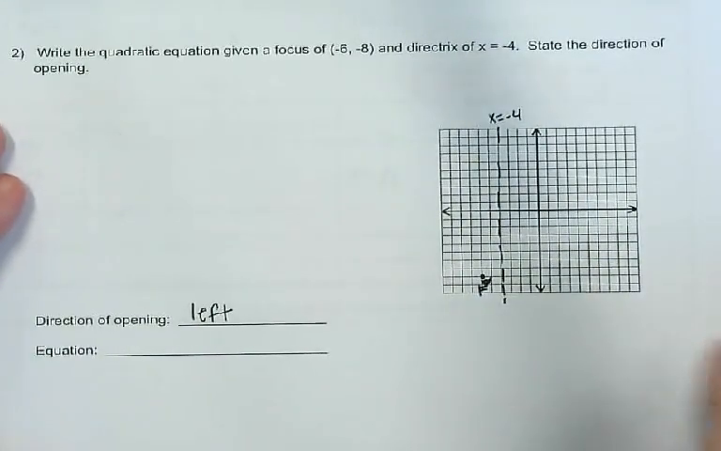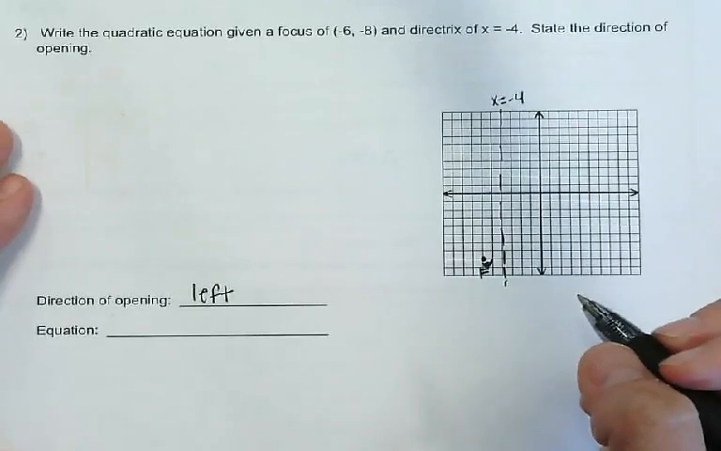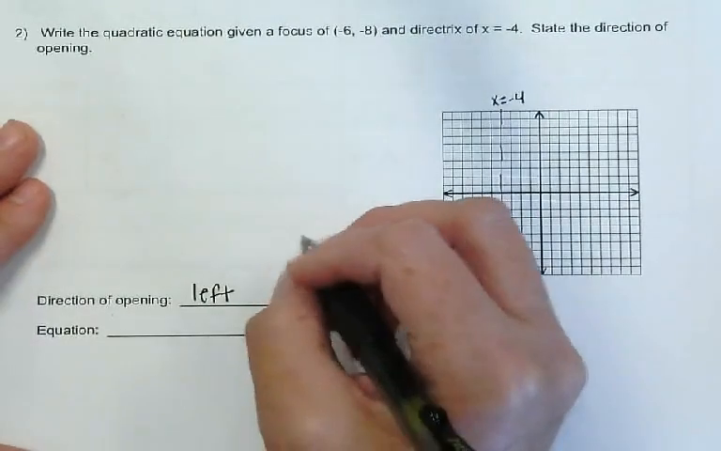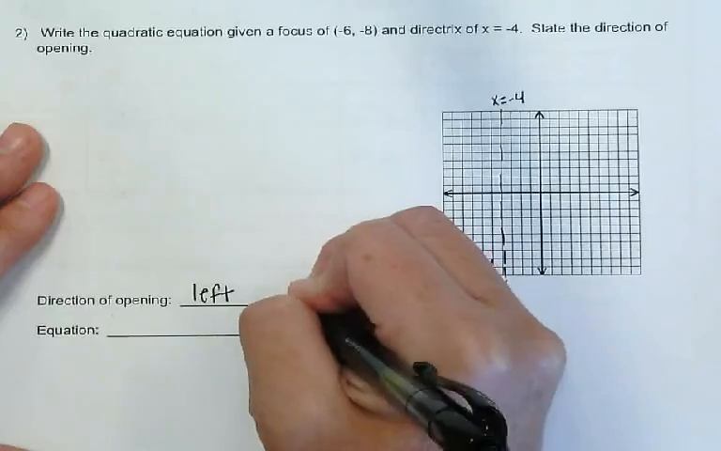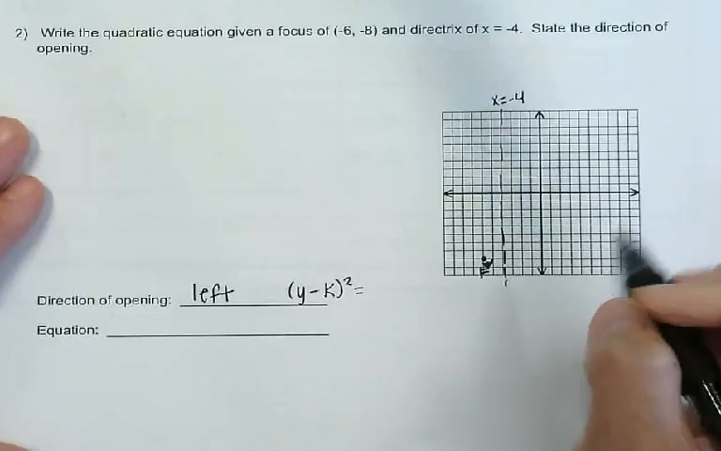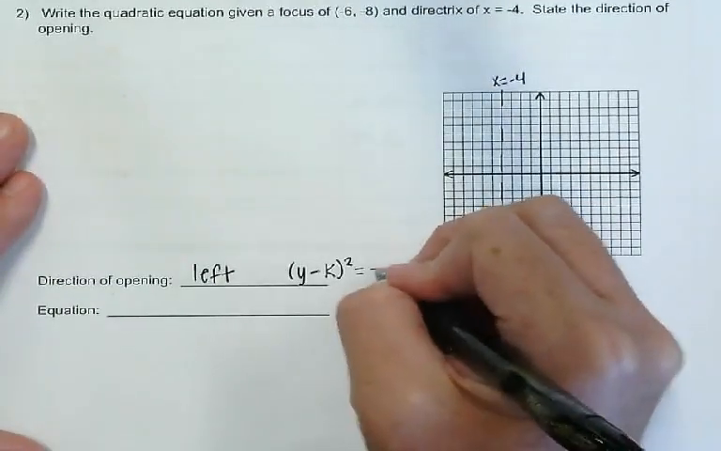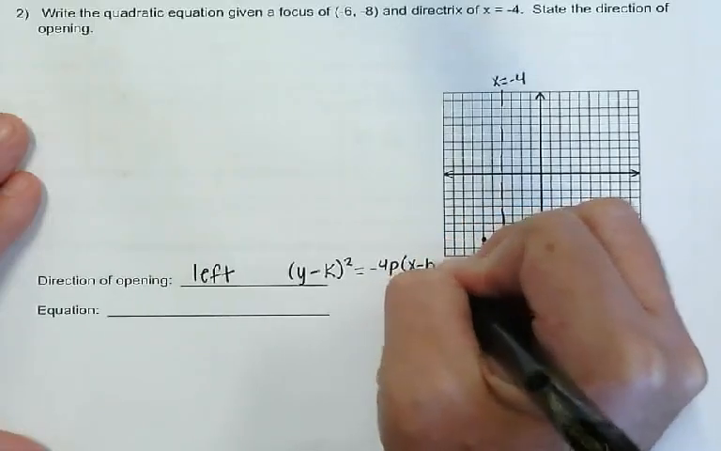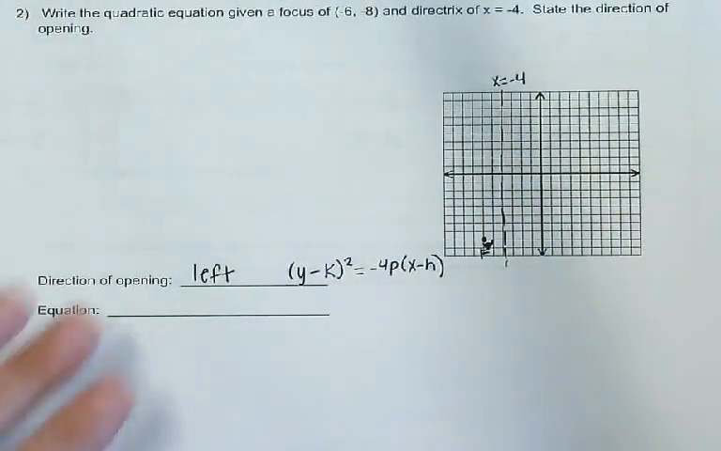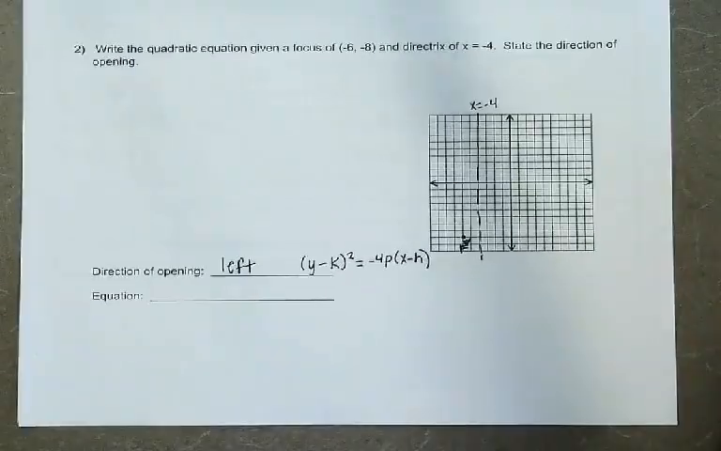If it's going to open to the left, which variable is going to be squared, x or y? The y. So it's going to be in the form y minus k squared. And if it opens to the left, is my p going to be positive or negative? Negative. So negative 4p times x minus h. Remember, your h and k always stay with the same variable. K is always with y, h is always with x.